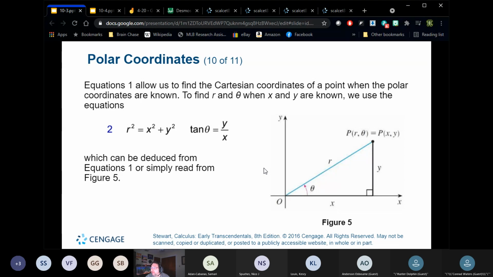Also the Pythagorean theorem does work. r squared equals x squared plus y squared. So tangent of theta equals y over x. This will allow us to take a Cartesian coordinate x and y and convert it back into a polar coordinate. So if I have the x and the y, the r squared will help me find my radius. And the tangent of theta with the y and the x will help me find my theta.